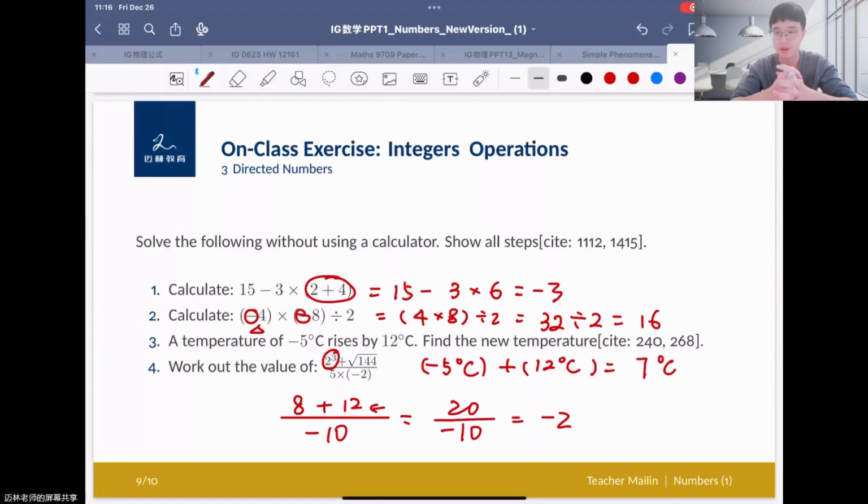I think it's not very difficult for you. So this is our first lesson about numbers. I guess it's not very difficult for you. And after the class, I hope you can try to do more exercise problems about operations and the order of calculations. They are very important as the basics of IGCSE mathematics.